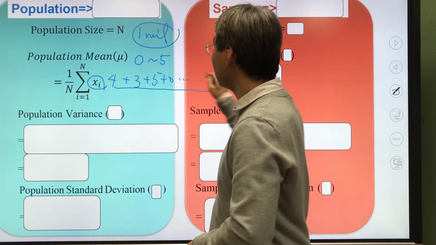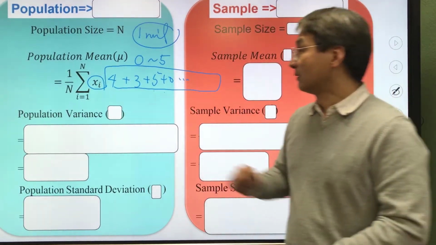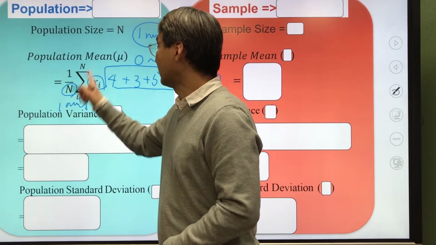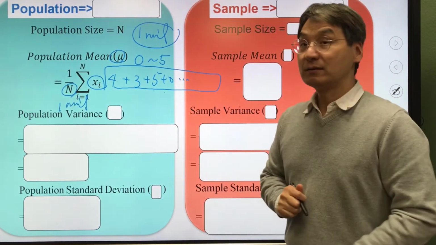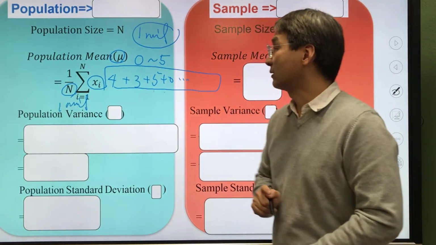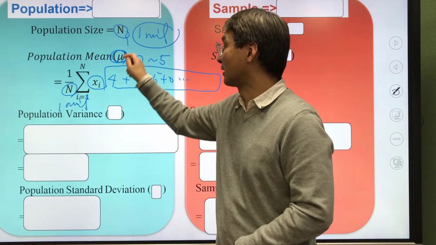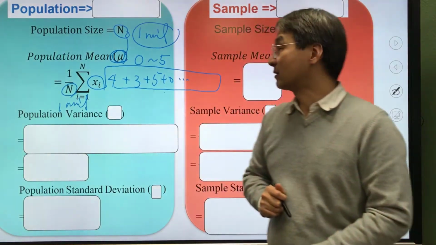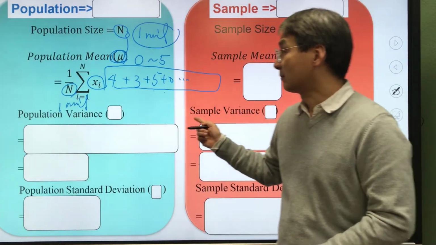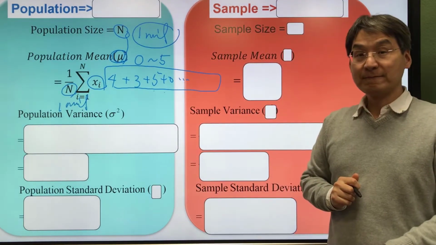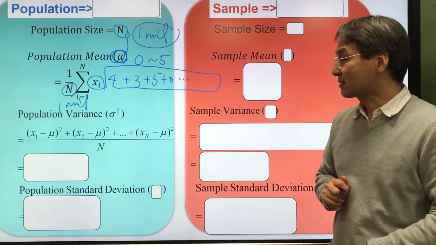And we have 1 million students. Divided by 1 million, then it becomes the population mean. The symbol we use for population mean is mu. This is the convention that we almost always use in AP statistics textbooks. So population variance is sigma squared, and the definition is like this.